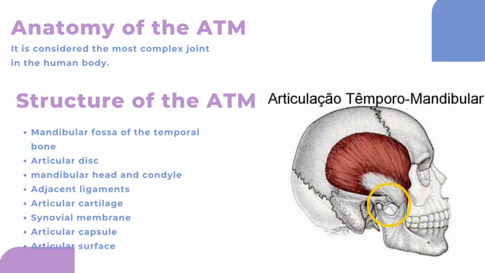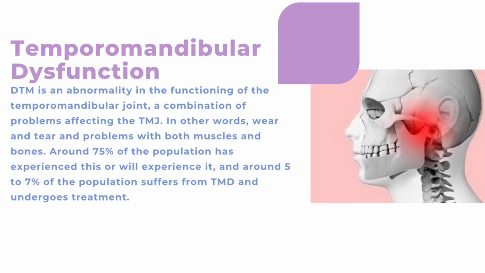Structure of the TMJ. Mandibular fossa of the temporal bone. Articular disc. Head and condyle of the mandible. Adjacent ligaments. Articular cartilage. Synovial membrane. Articular capsule. Articular surface.